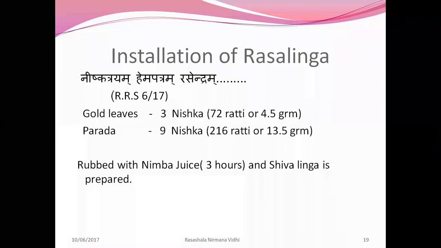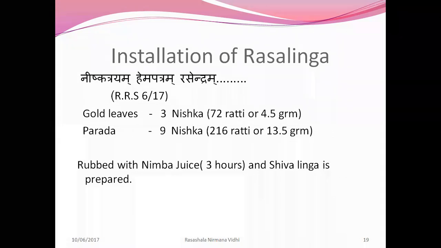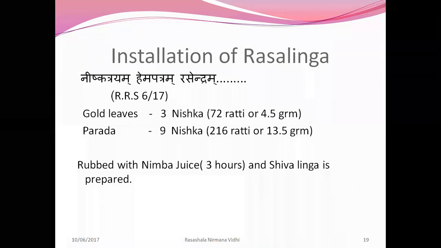Then what are the benefits of worshipping this parada linga or the Rasalinga? Koti linga koti sahasrasya yat phalam samyak archana tat phalam koti gunitam rasalingam archana bhavet. The Shivalinga which is prepared out of mercury is considered very, very auspicious. If the person worships this Rasalinga, that is a mercurial Shivalinga, he will acquire benefits or virtue which is more than worshipping 1000 crore Shivalingas.